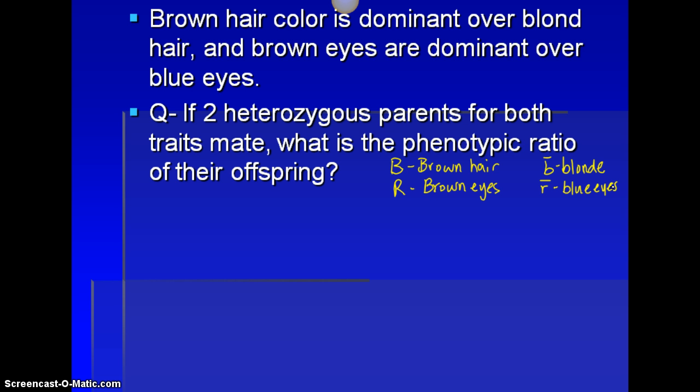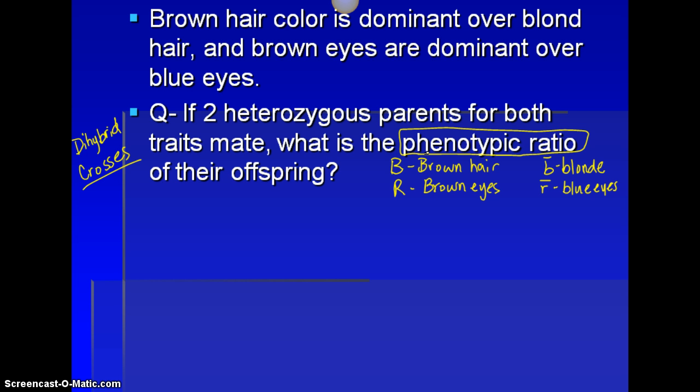Okay, so in this question, it'll ask us if 2 heterozygous parents for both traits mate, what is the phenotypic ratio of their offspring? This is a dihybrid cross. We want to see what are the chances of the offspring getting both traits together. And when we do a dihybrid cross, we're only going to do a phenotypic ratio. We're not going to do the genotype and phenotype ratio, just the phenotype.